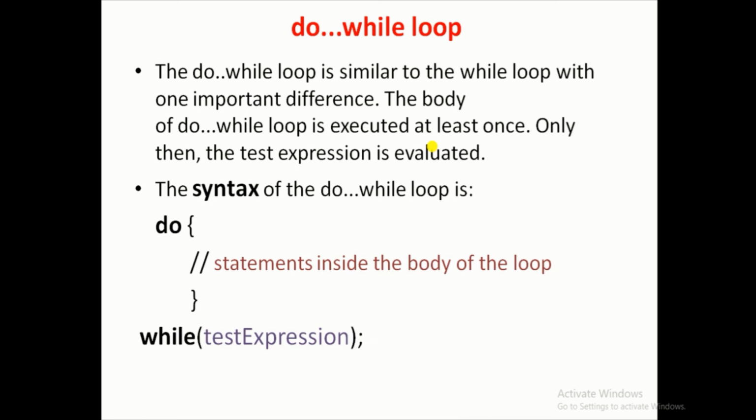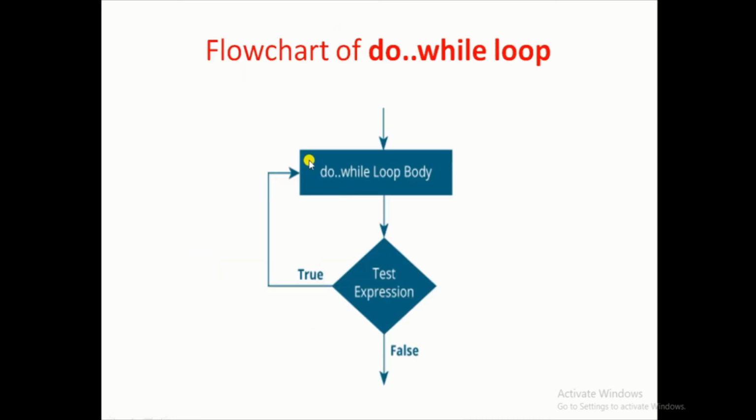So this is the syntax of the do while loop. We write do and put curly brackets. Inside the curly brackets we write the statement. Then we write while, and inside the parentheses we write the test expression or condition, whatever we want. This is the flowchart of how the do while loop works.